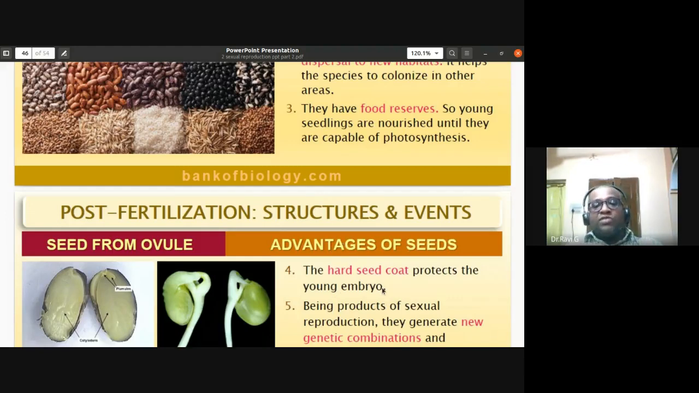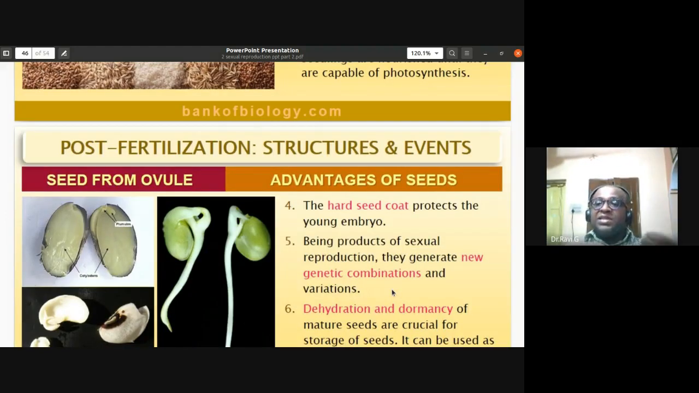So being products of sexual reproduction, seeds generate new genetic combinations and variations.